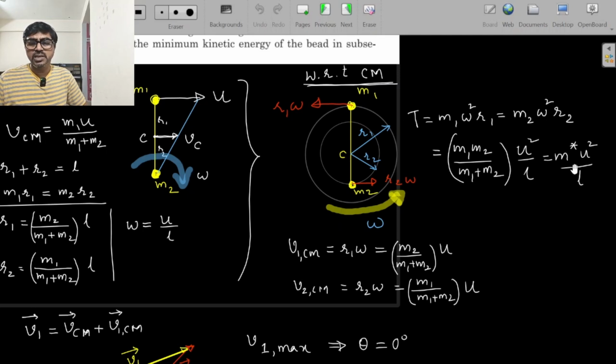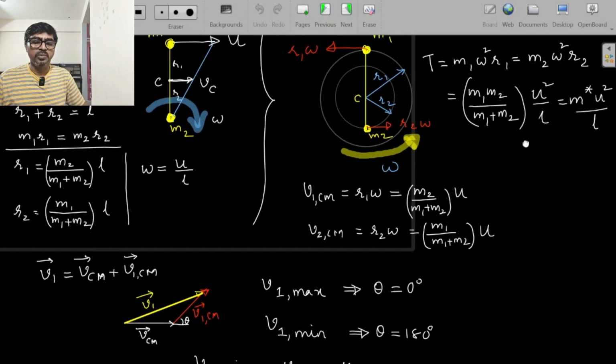I use m star as a symbol here. Mu is generally used for coefficient of friction, so I avoid that symbol. m star into u square by L. This is going to be the tension developed there.